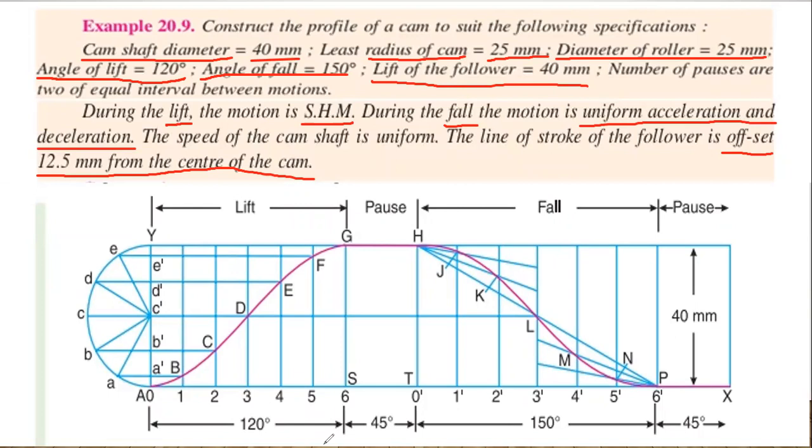In this question, they have given two types of motion. So in the displacement diagram, you have to divide the motion into two types. During the lift, the motion is simple harmonic motion, and during the fall, the motion is uniform acceleration and deceleration.